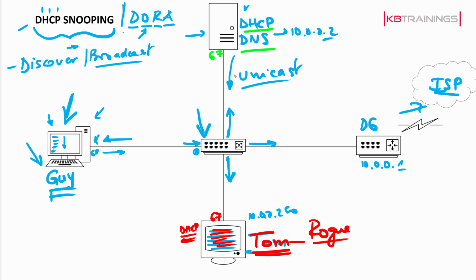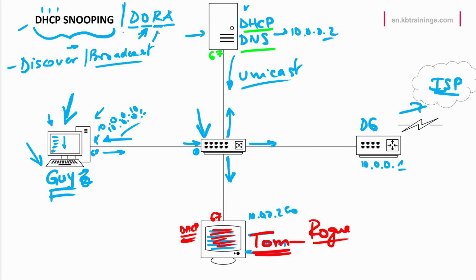So this computer is like, hey, Guy, I am offering you 10.0.0.10, for example, and your default gateway is 10.0.0.1. This is the offer, the O in DORA. And then there is the request. When Guy receives that offer, Guy has the option to either request it or decline it. But in my case, I'm going to request it. I'm like, hey, I send a request, send me that IP.